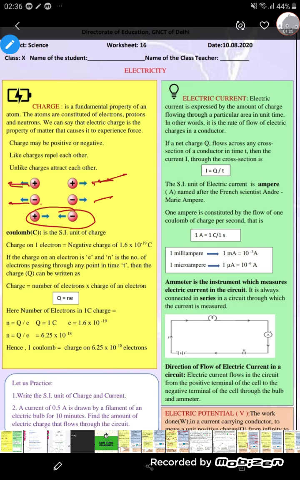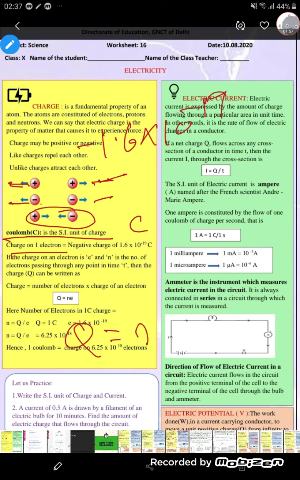What is the SI unit of charge? SI unit of charge is Coulomb. Coulomb is the SI unit of charge and it can be written as C. The charge on one electron is equal to minus 1.6 into 10 raised to power minus 19. So if the charge on electron is e and n is the number of electrons passing through any point in time t, then we can write the charge Q as Q = n into e.